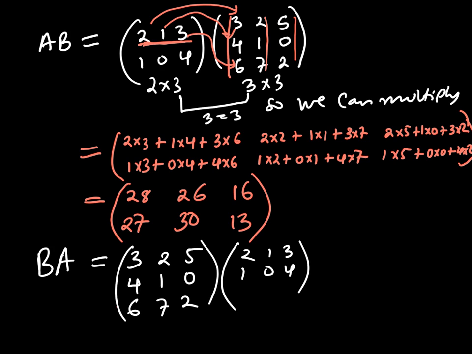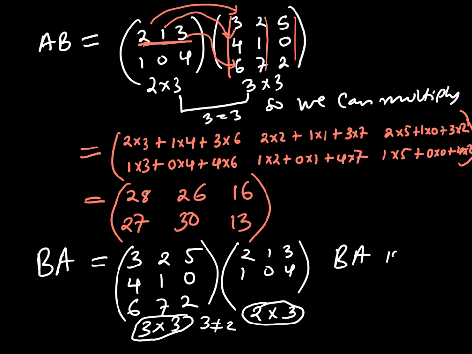Okay, what happened is, let's look at number of rows here. There are 3 rows and 3 columns. Okay, that's the size. What about here? These are 2 rows and 3 columns. Now, this is the size of that matrix. Are you seeing that 3 is not equal to 2? Okay, so BA is not possible.